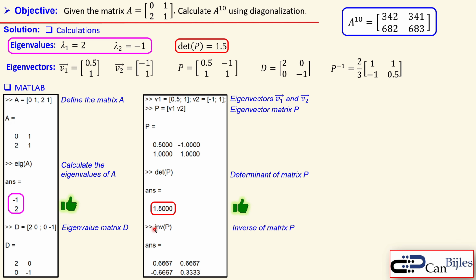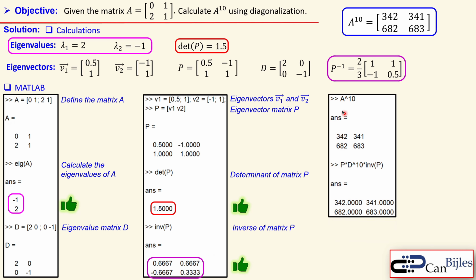And I calculate also the inverse of P, using this command inv of P, and now you get here the result, which is 0.6667, which is 2 over 3 actually, so 2 over 3 times 1. Again, this one also, so 2 over 3 times 1, and now here minus 2 over 3, which is then also here, and then here 2 over 3 over 2, which is then 1 over 3, which is 0.333, etc. So this is also all correct.